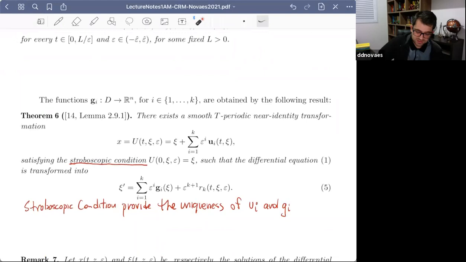In order to have this conjugation, we do not need to assume the stroboscopic condition. But if you do not assume the stroboscopic condition, we do not have uniqueness of the functions g_i. You have several possible choices for doing this conjugation. If we assume the stroboscopic condition, or any of a number of other conditions that imply the uniqueness of these functions, then it is completely well defined.